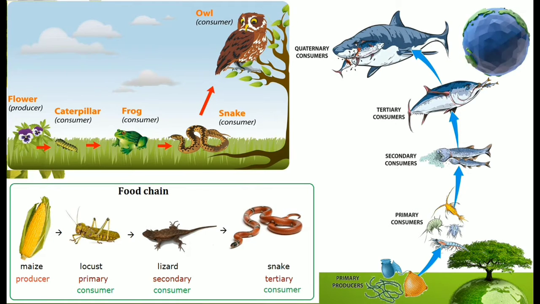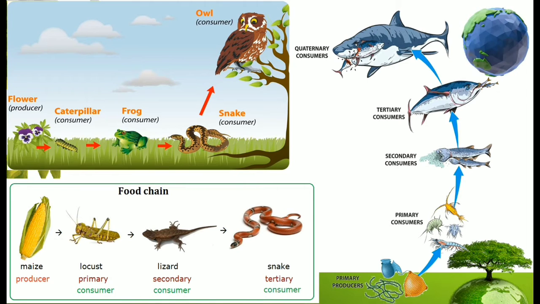Now there are a few examples of food chain here in this picture. You can see that there is a flower which is eaten up by a caterpillar, that is a consumer. Then this caterpillar eats the frog, that is another consumer. This frog is eaten up by a snake, and the snake is then eaten up by an owl. So this is a food chain.